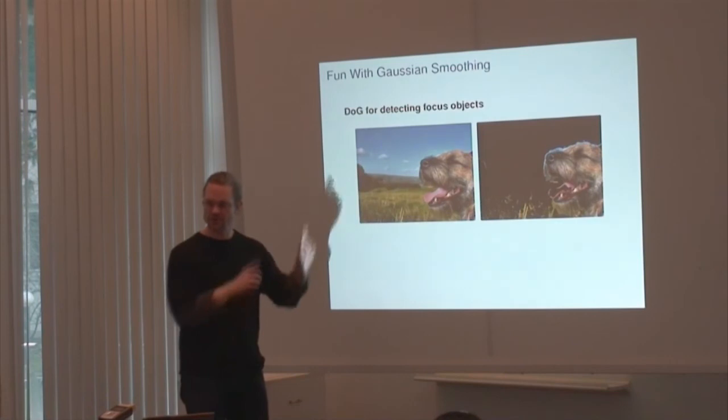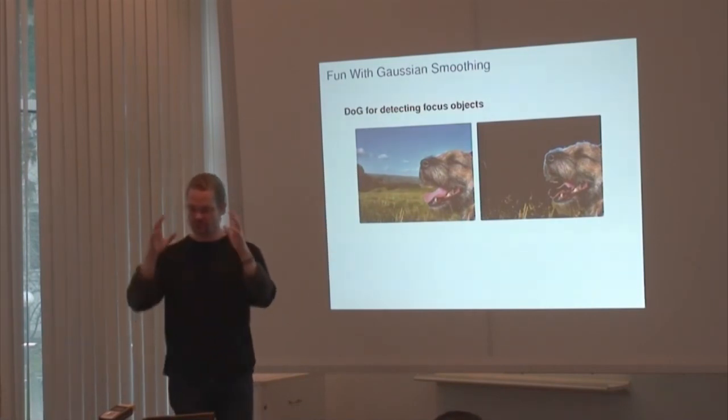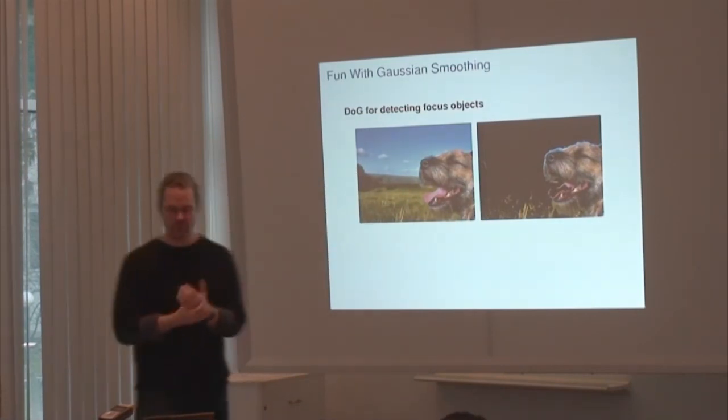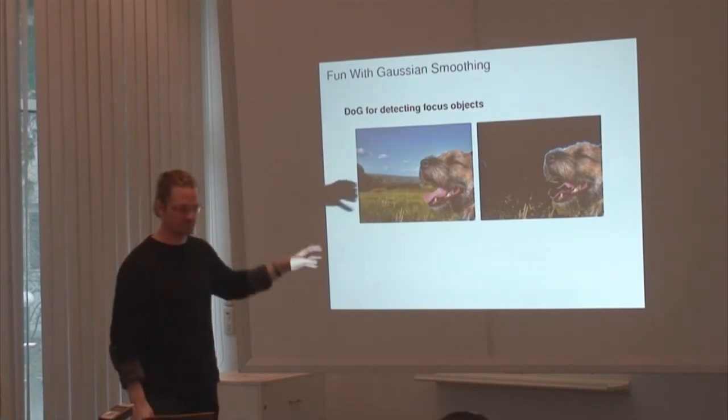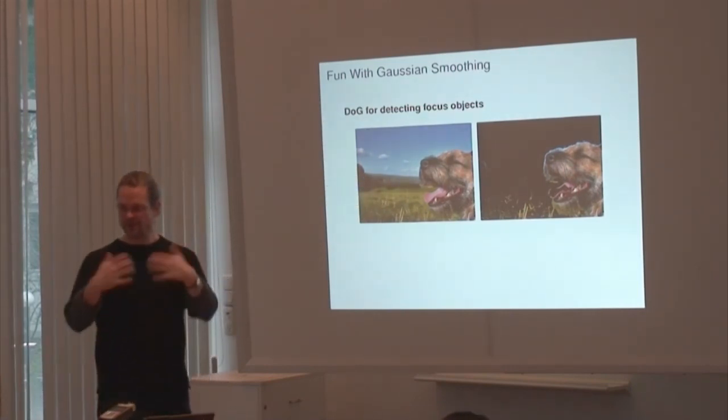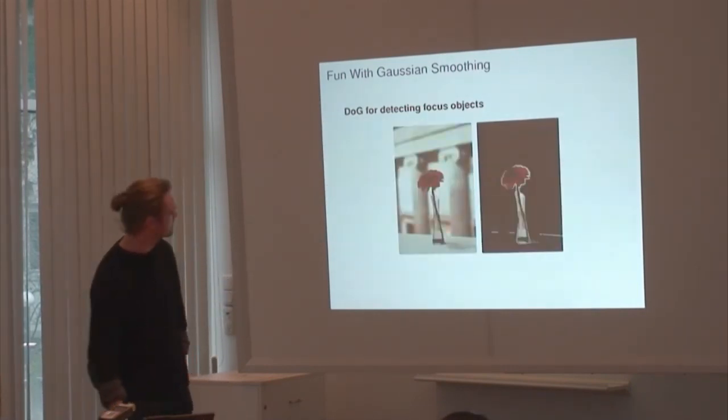There's a difference between image processing and computer vision. Computer vision is all about extracting meaning of an image, in the sense like finding the foreground object is a very simple example of extracting meaning of an image. Here's another example.